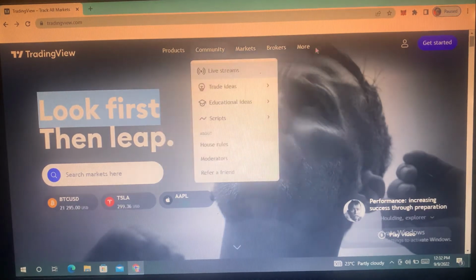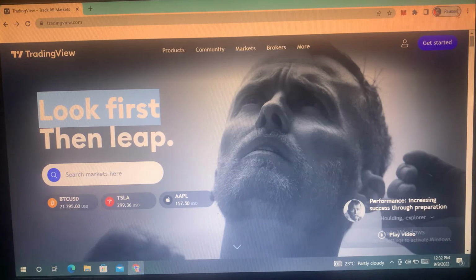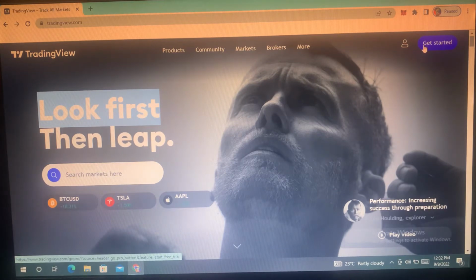Okay, before you can use TradingView, you need to create an account with TradingView. Once you register your account, whatever you do in the market is saved automatically, so you don't need to go back and start doing your analysis again. So I'll show you guys how to use this.